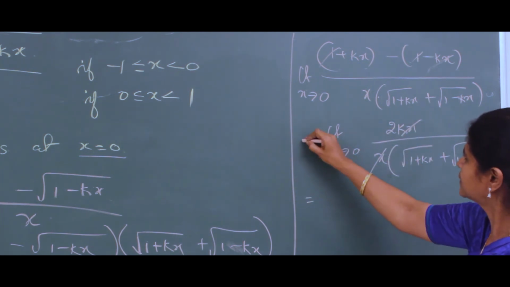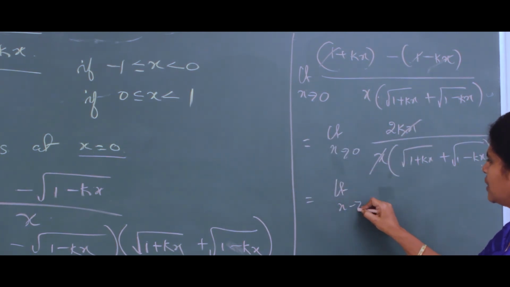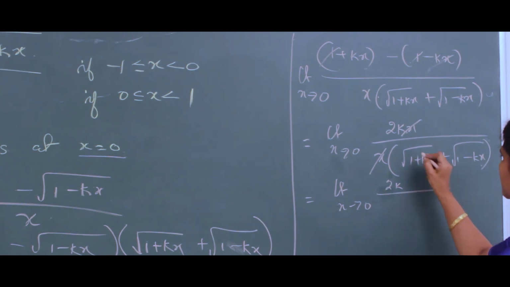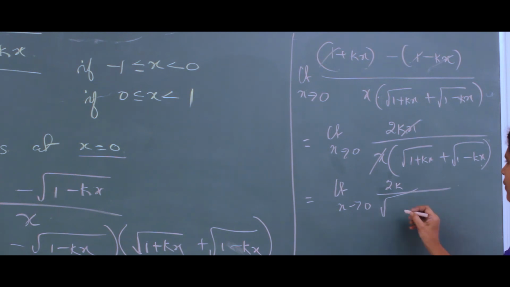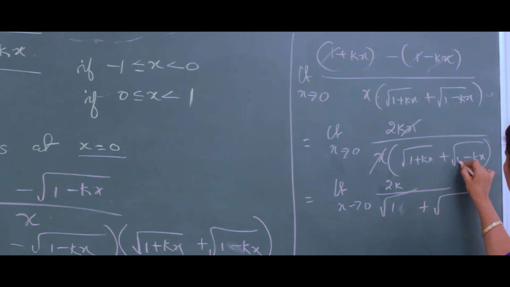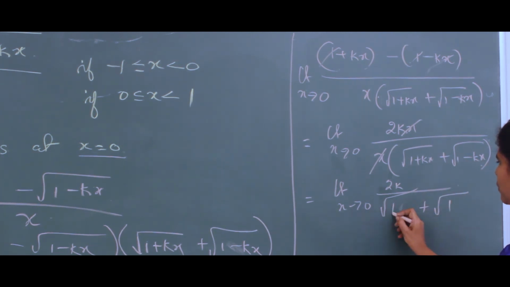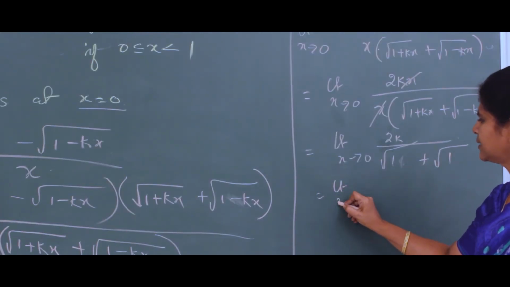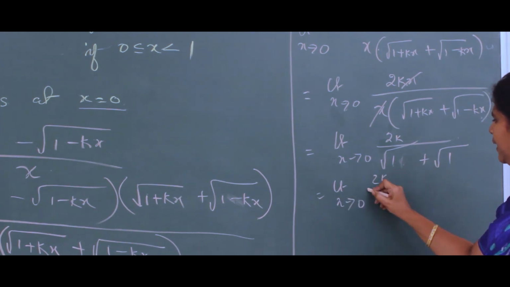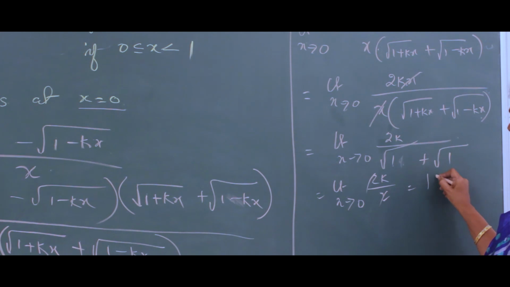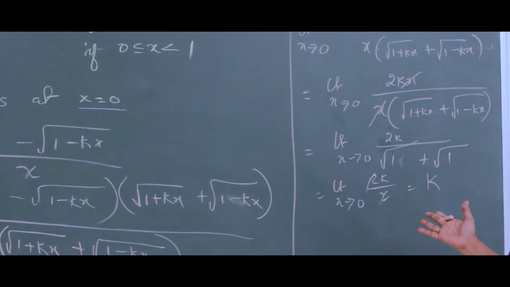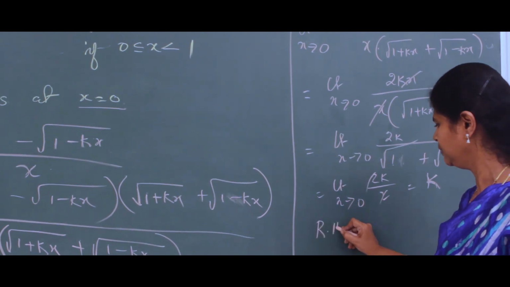So the limit x tends to 0 of 2k divided by the square roots. If you put x equal to 0, what do you get? Square root of 1 plus square root of 1, which is 1 plus 1, since the square root of 1 is 1. So limit x tends to 0, 2k by 2. The 2s get cancelled, and the answer is k. So the limit of this value is k. This is your left hand limit. Next you calculate the right hand limit.